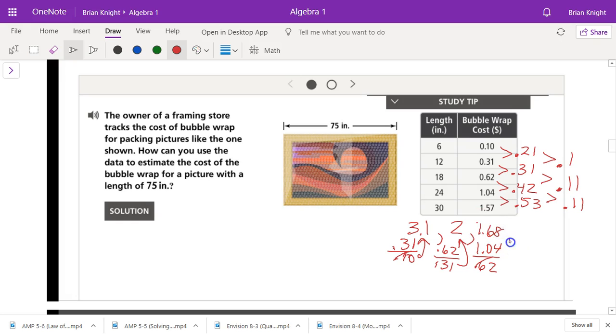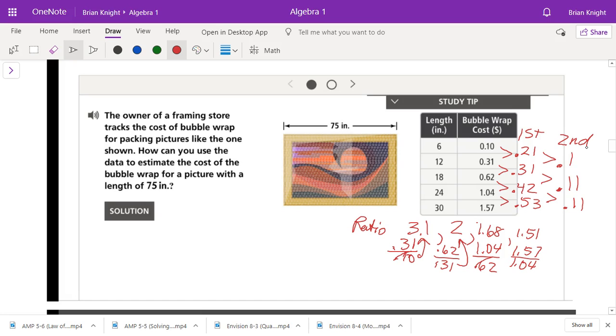1.68? All right. And then lastly, what's 1.57 divided by 1.04? Okay, so here's my ratios, first differences, second differences. None of them are exactly correct, right? So that means it's not an exact line, it's not an exact quadratic, it's not an exact exponential.